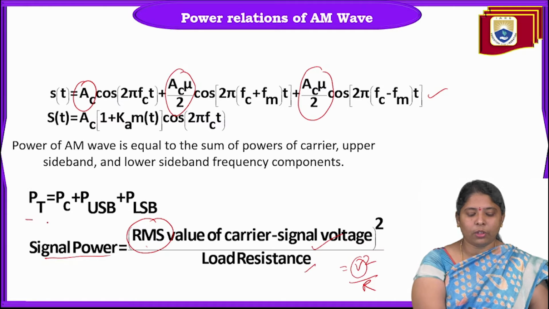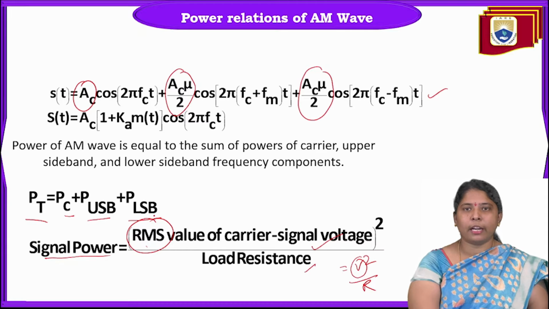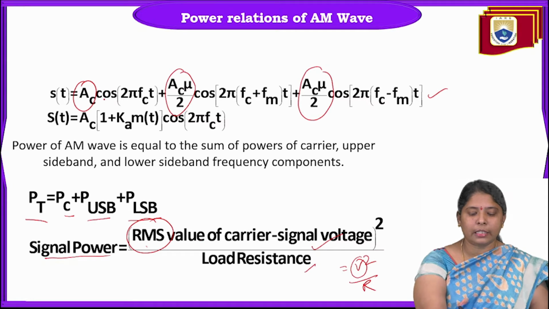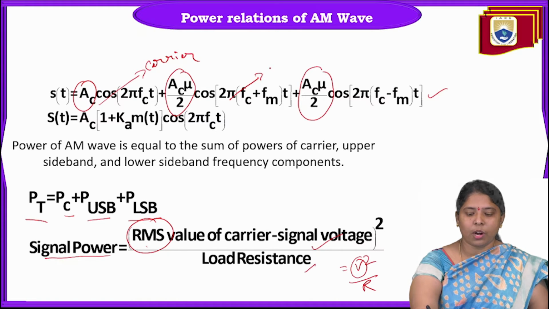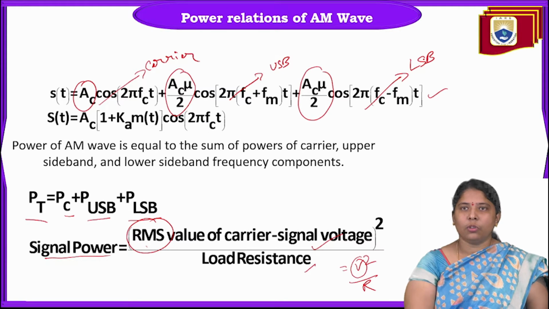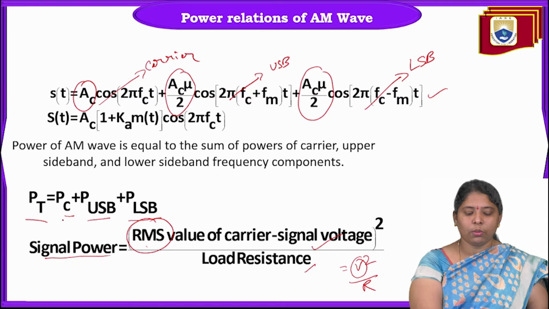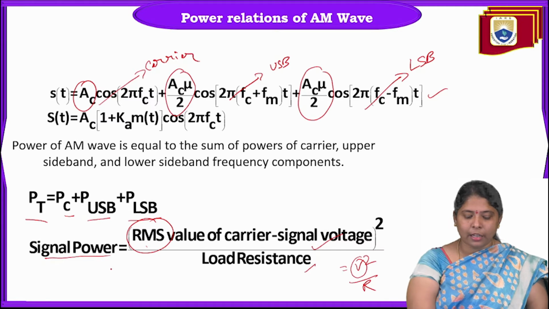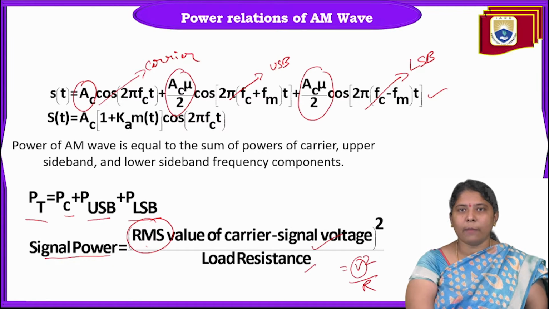So total power equals carrier power plus upper sideband power plus lower sideband power, because it contains 3 terms. This is the carrier term, the second term is called upper sideband term, and this is called lower sideband LSB term. So total power equals carrier power plus upper sideband power plus lower sideband power. Before calculation of power, we need to consider the RMS value. What is the RMS value? How can we calculate this RMS value?